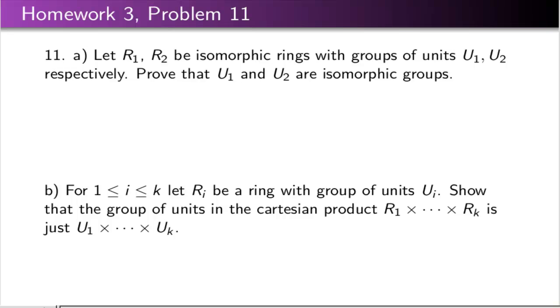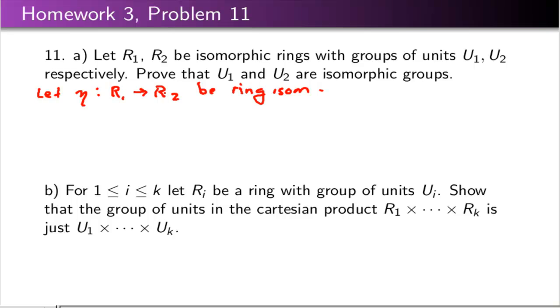Number 11. Show that if R1 and R2 are isomorphic rings with groups of units U1 and U2, that U1 and U2 are isomorphic groups. So we're given that there exists an isomorphism between R1 and R2. So let's let eta be a ring isomorphism. So that means it's an onto mapping, and it's one-to-one.